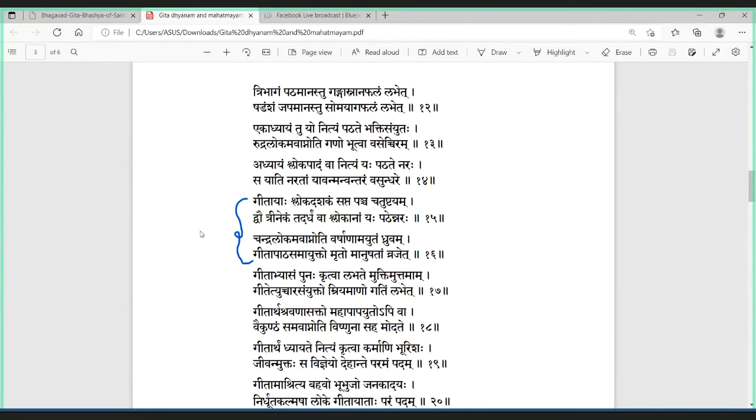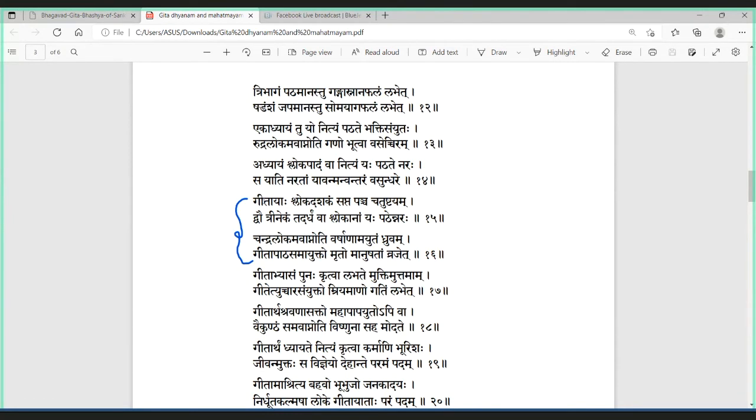And 15th will also go together. Chandralokam avapnoti varshanam ayutam dhruvam, Gita patha samayuktaha mritaha manushatam vrajet. He says, Gita yaha shloka dashakam.